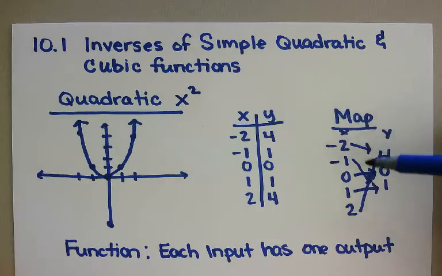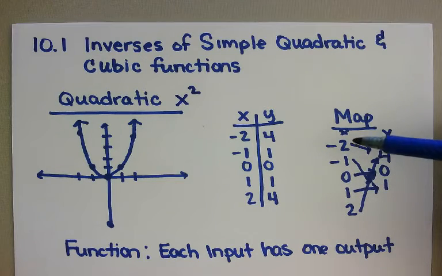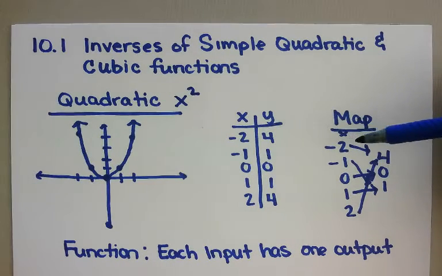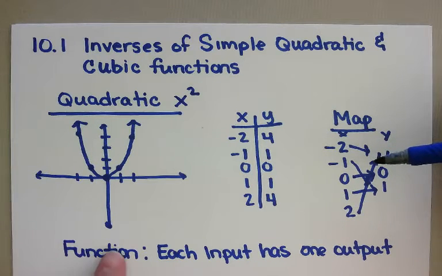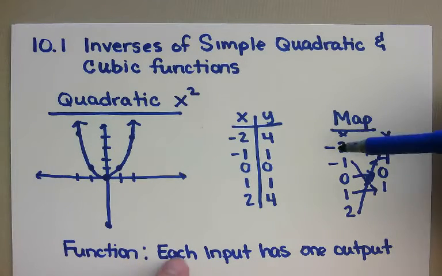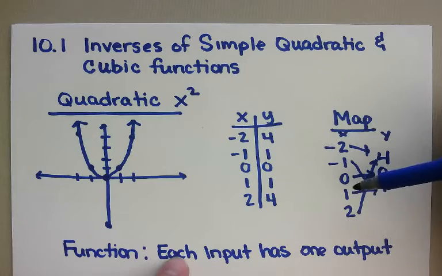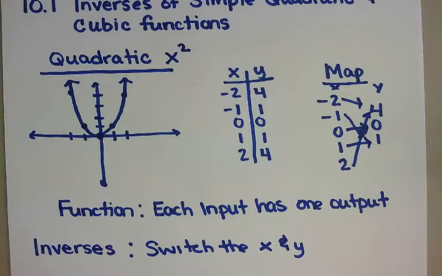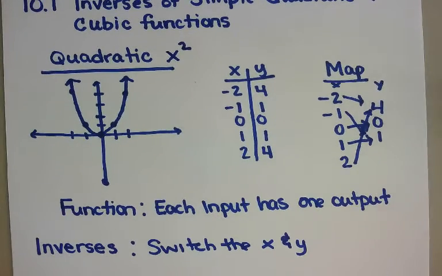And then I've also made you a mapping diagram, which we did back in lesson 1.4 when we talked about inverses. And so the -2 got mapped to the 4, the -1 got mapped to 1, 0 to 0, 1 to 1, and then the other point, 2 to 4. And so a quadratic is a function because each input over here is just going to one number. Right? Now, when I talk about inverses, you switch the x and the y.